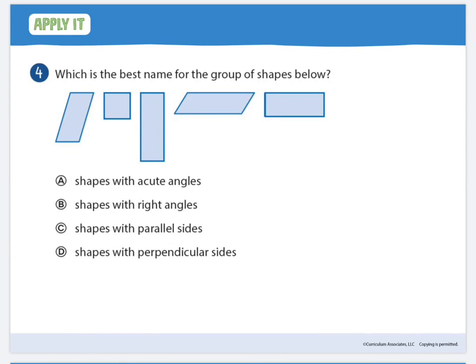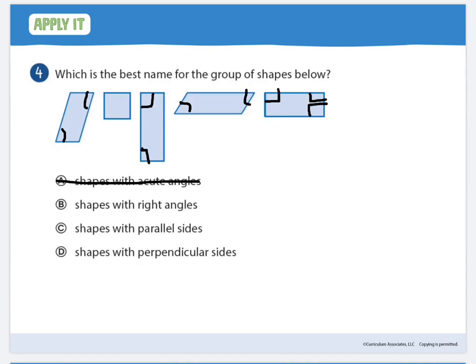So from the options below, we are going to decide which is the best name for the group of shapes below. So A says that the shapes have acute angles. However, this is true for some of our angles in these shapes. These are all acute there. Most of the angles are right angles, and so we probably couldn't classify these shapes all by their angles. So we're going to eliminate the acute angles because some of these shapes do not have acute angles.